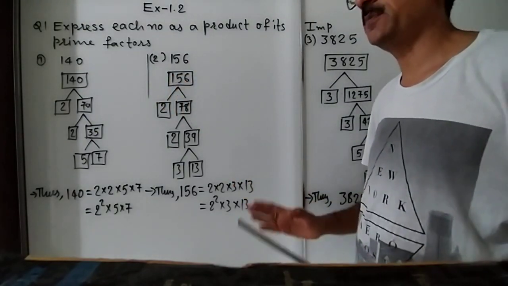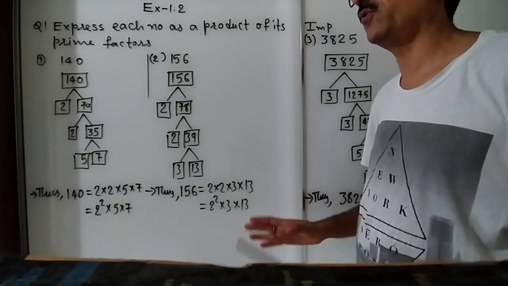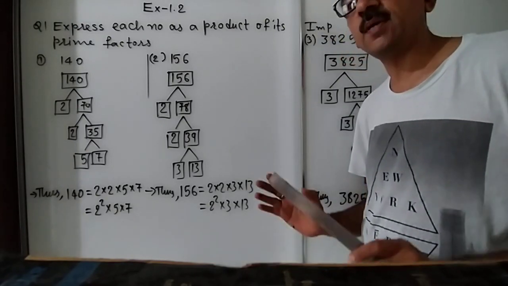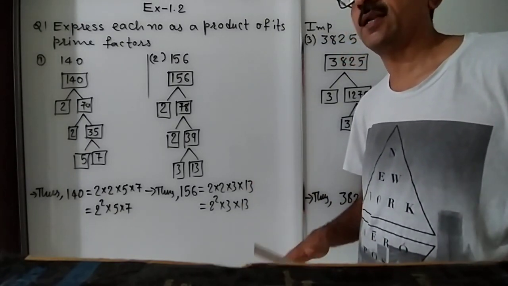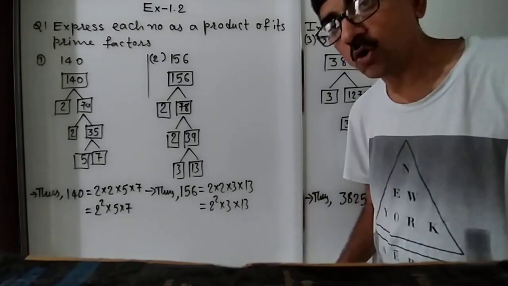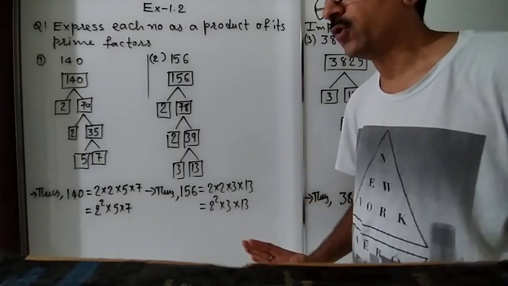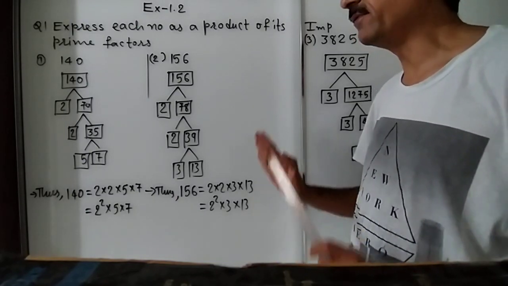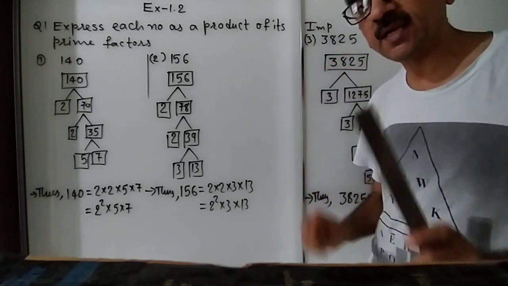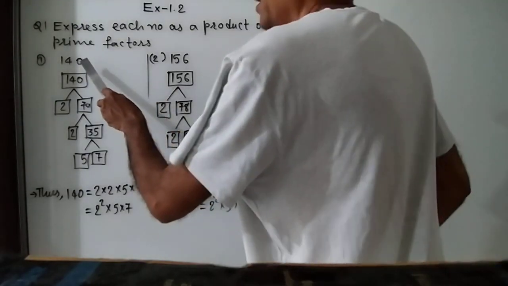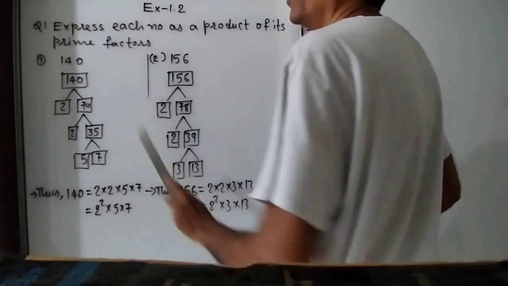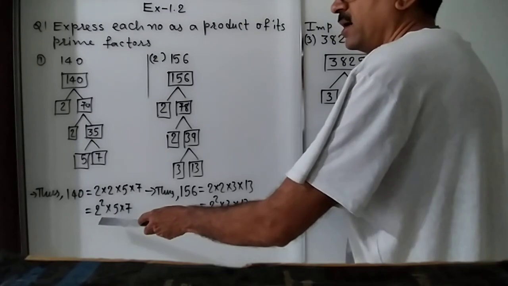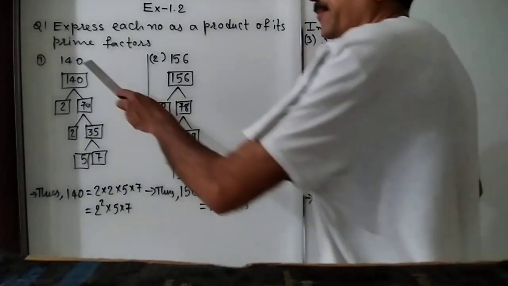In the last lecture, I explained the fundamental theorem of arithmetic, which says any composite number can be expressed as a product of its prime factors. The order of occurrence of factors is of no importance. Okay, we shall factorize the given number by using which method? Factor tree method. The first question: 140, which is to be expressed as a prime factorization.